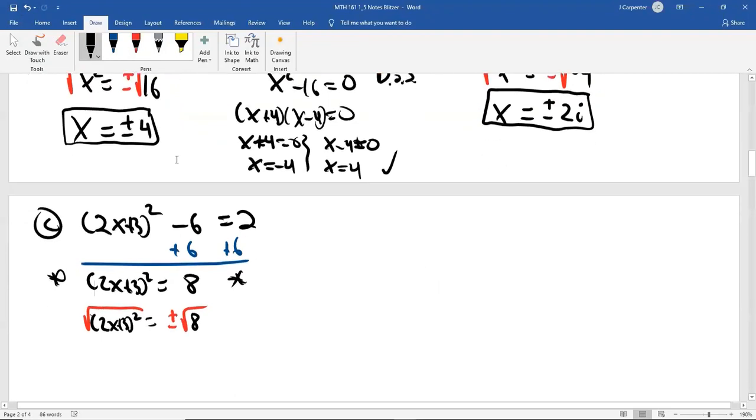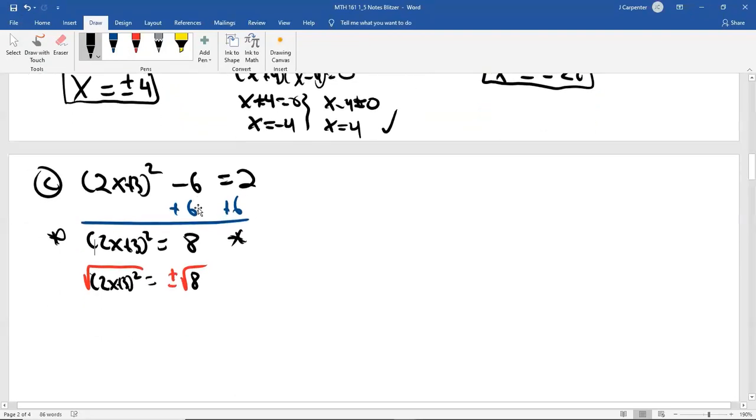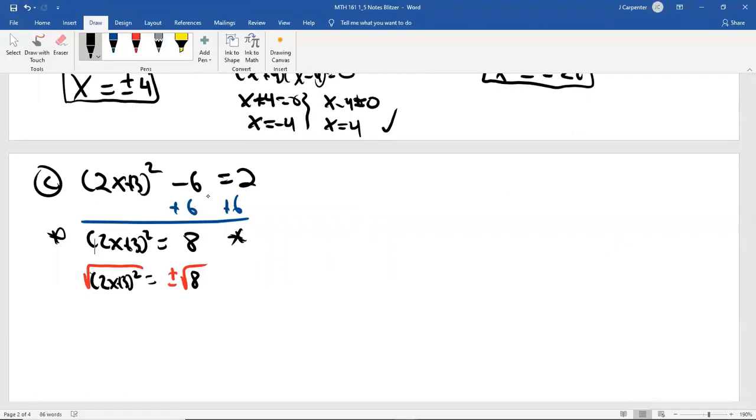We do this because the left-hand side simplifies insanely. Square roots and squares cancel, so the red and the black exponent of 2 all cancel. You just get the inside, 2x plus 3 equals. Now that right side, we don't know the square root of 8, but we can simplify it. We can say that 8 is 2 times 4. I'll put the 4 first because that's the number I know the square root of. It doesn't have to be that way. The square root of 4 is 2.